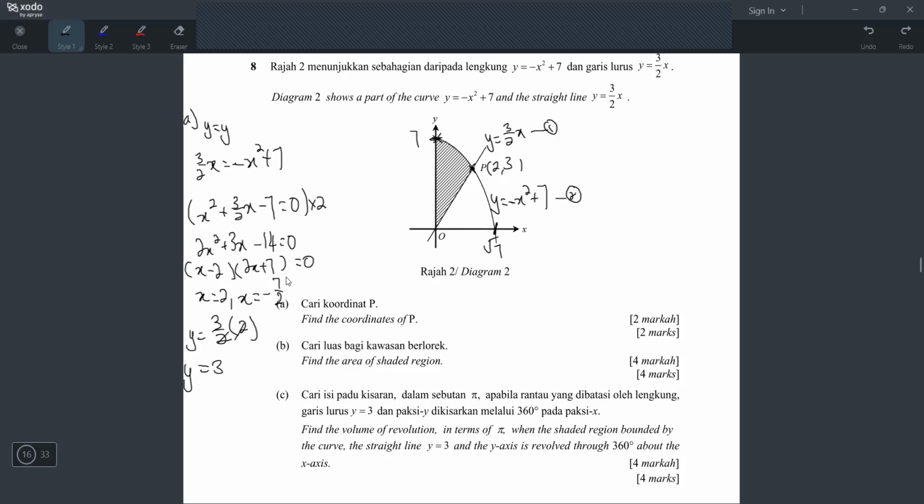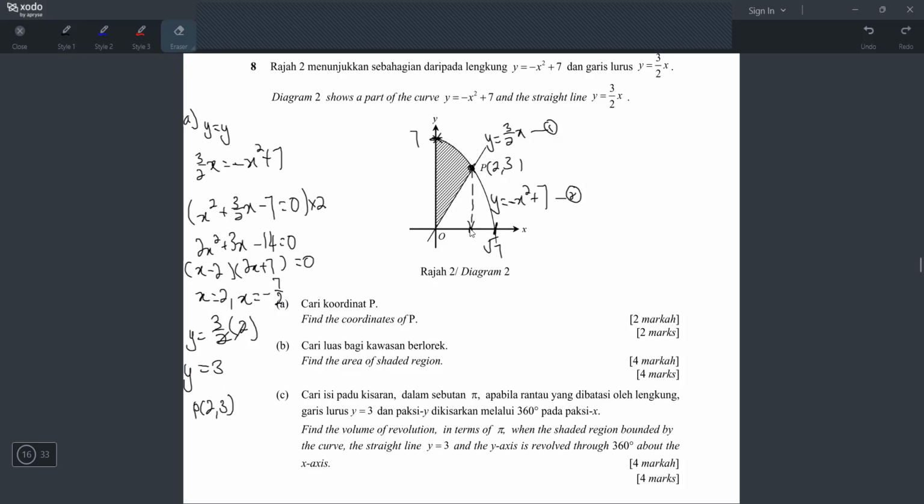I will ignore the negative answer. You know why? Because the reason there are 2 x answers is that there are 2 intersection points, right? If you extend the line, this straight line will intersect the curve at another point, right? But obviously that's not the point I want. The one I want is point P, which is when the x coordinate is positive, right? That is why I know it's definitely 2. The P x coordinate is definitely 2. It cannot be negative 7 over 2. It doesn't make sense if the x coordinate here is negative 7 over 2. That's why I just take the 2. So now I get my point P, which is 2, 3, right? So this is how you get the 2 marks.